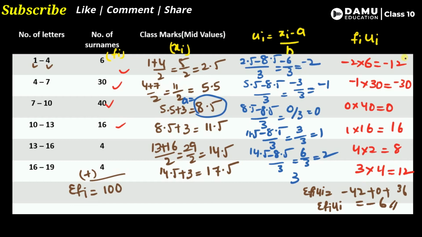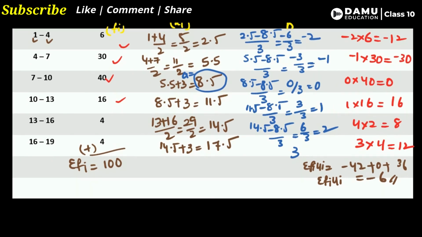So we have calculated all these values. Let's substitute them in the formula and calculate the exact answer. So what is the mean formula? The mean will be equal to the assumed mean plus the summation of Fi Ui by the summation of Fi, into H. So let's substitute the value of A.